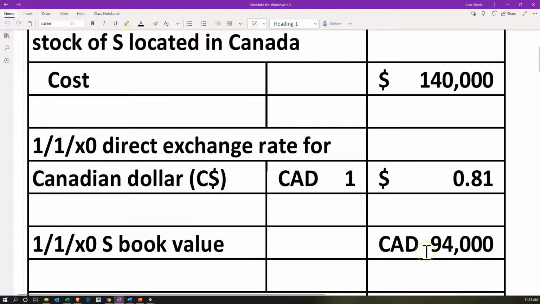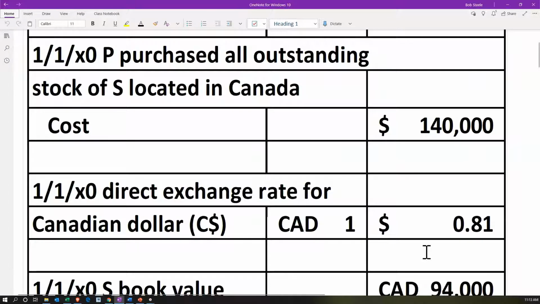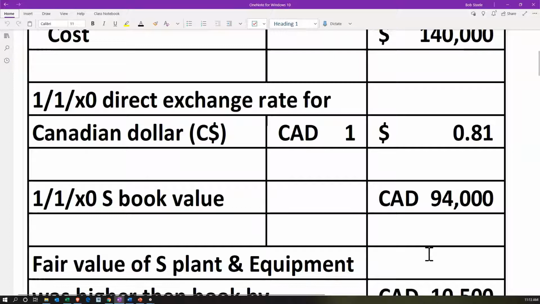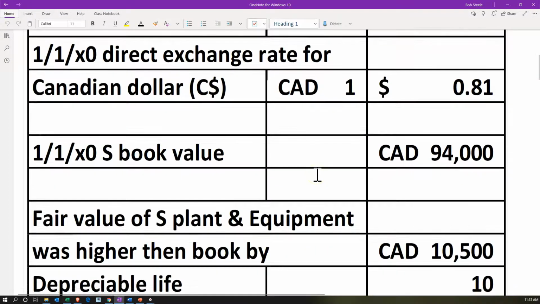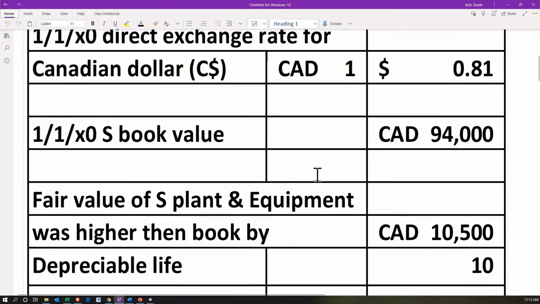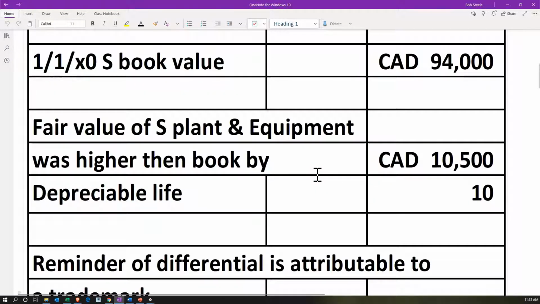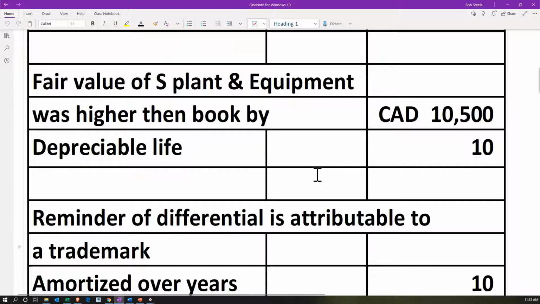Dollars will be represented with simply a dollar sign. Canadian dollars will be represented with the CAD in terms of the numbering, so we can differentiate. That's going to be one of the major components we will be dealing with here. On 1/1/X0, the direct exchange rate for the Canadian dollar is 1 Canadian dollar to 0.81 US dollars, or 81 cents on the US side. And then on 1/1/X0, the S book value was in Canadian dollars, 94,000.